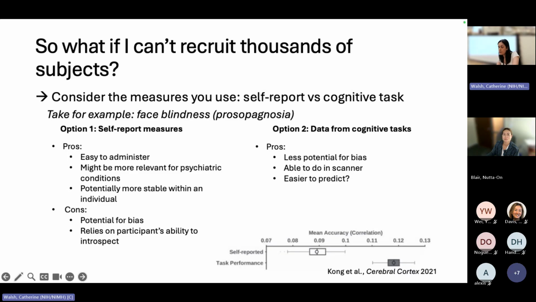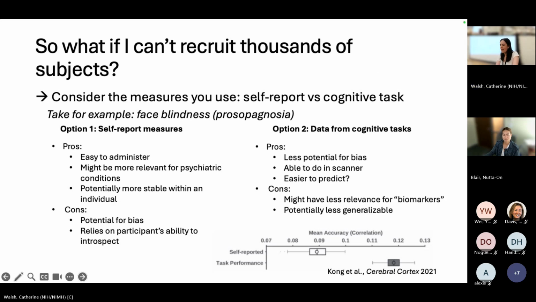A semi-recent paper did show that if we look at trying to predict self-reported measures versus task performance, models tend to do better predicting these kind of cognitive tasks. But that being said, they might have less relevance for biomarkers. So if we're trying to figure out a marker for insert disease here, they might not be quite as good at that. And they are potentially less generalizable. They're really good at testing a single thing, but that might mean they aren't quite as relevant for something else.